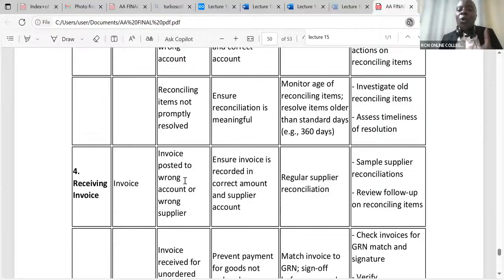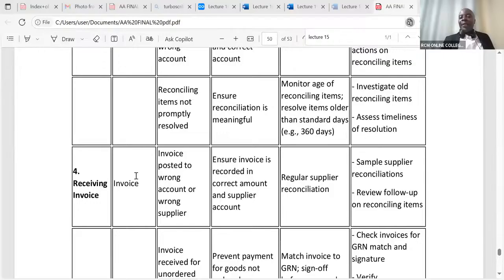So the risk, what could go wrong? What could go wrong, ladies and gentlemen, we have always seen these very many times. You will have been invoiced. So when you are invoiced, we are supposed to post this invoice amount to the correct supplier, to the correct account payable. In most cases, we may post this invoice to a wrong account. Even if we post it at the right account, there is a possibility, ladies and gentlemen, that we may post wrong figures. That's a risk.